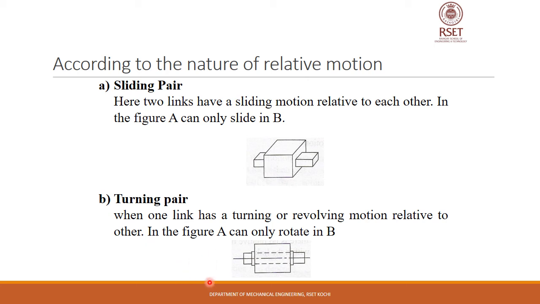The figure shows a hollow cylinder. Inside that cylinder, another solid cylinder is inserted. This cylinder has two collars. You can see these are the two collars. Because of these two collars, the solid cylinder cannot move inside the hollow cylinder, and because of that, the solid cylinder has only rotation motion. And so this is an example for turning pair, which has only a revolving or rotation motion.